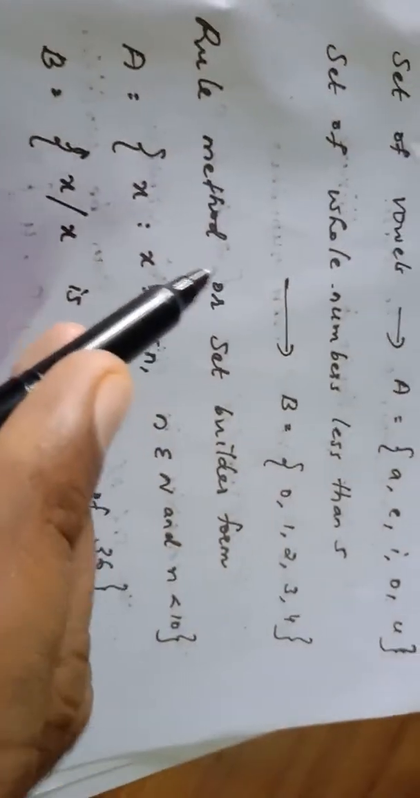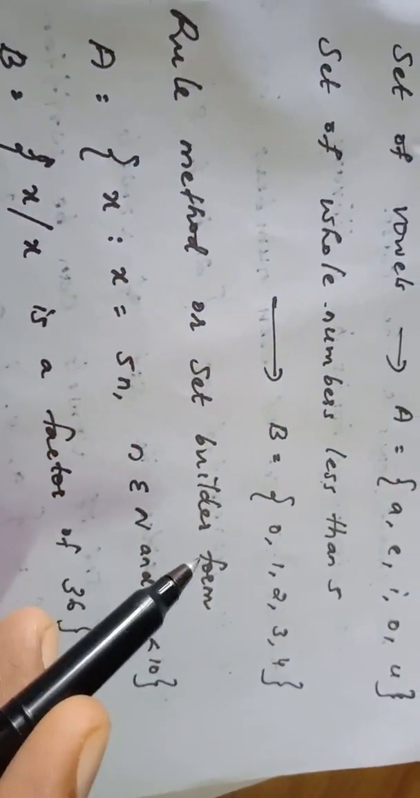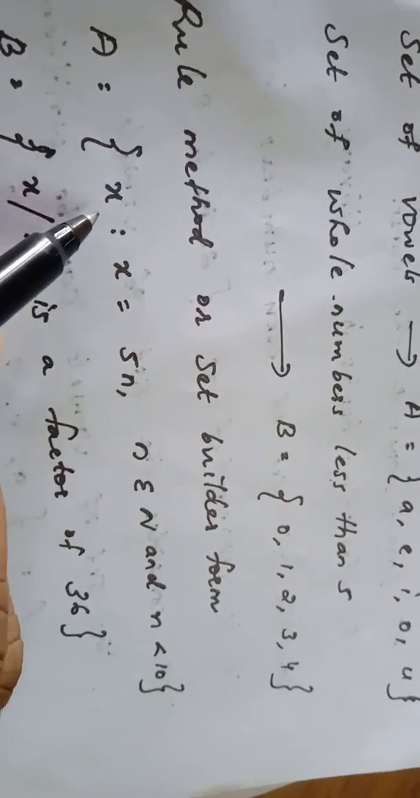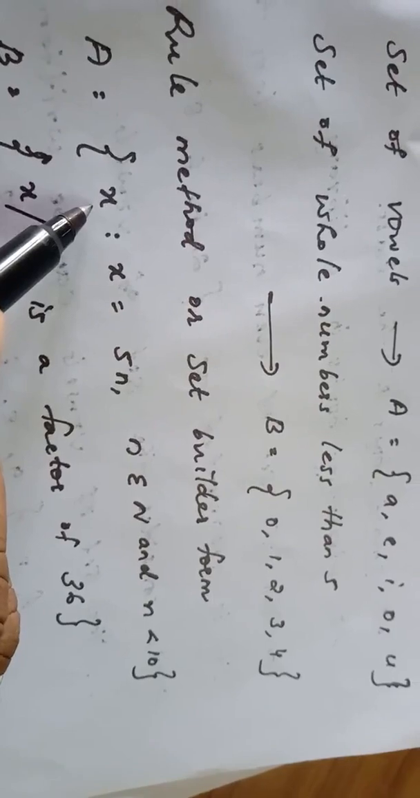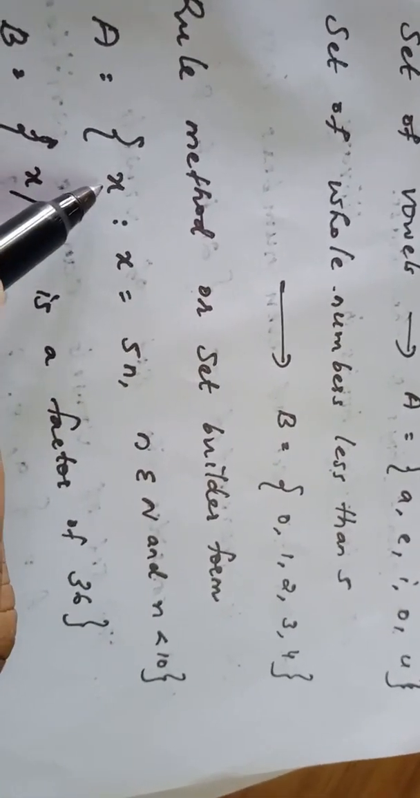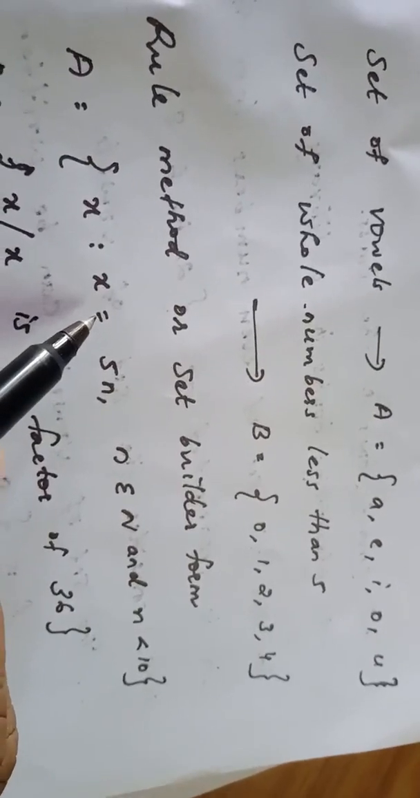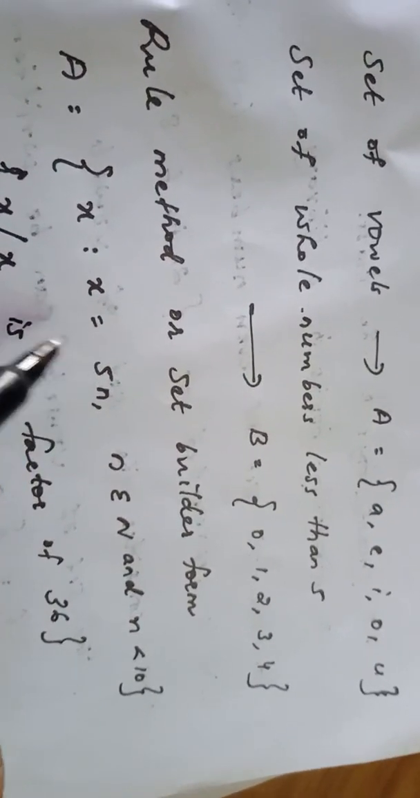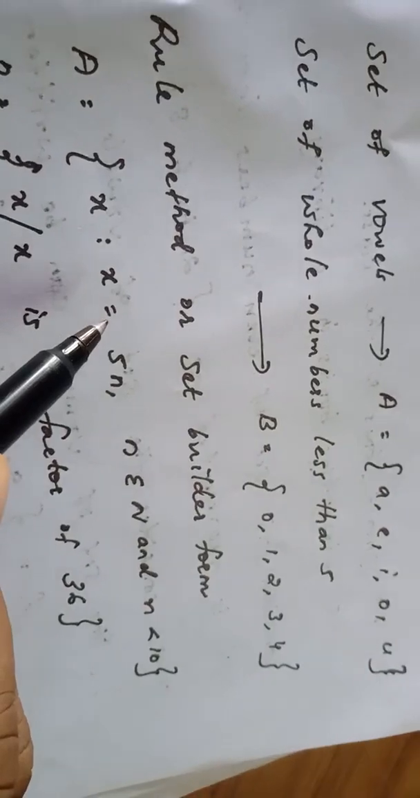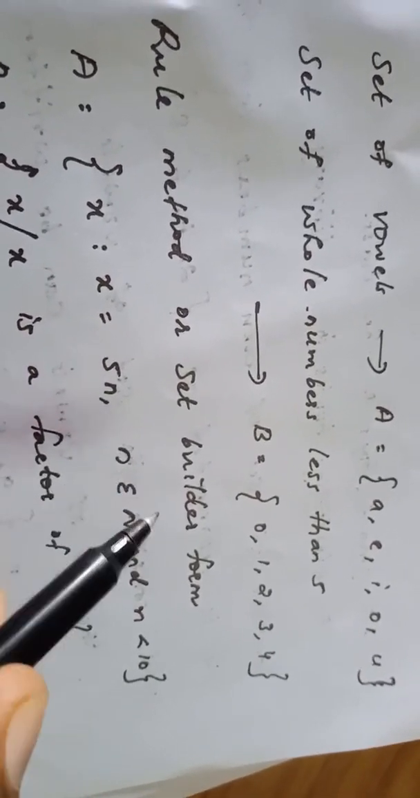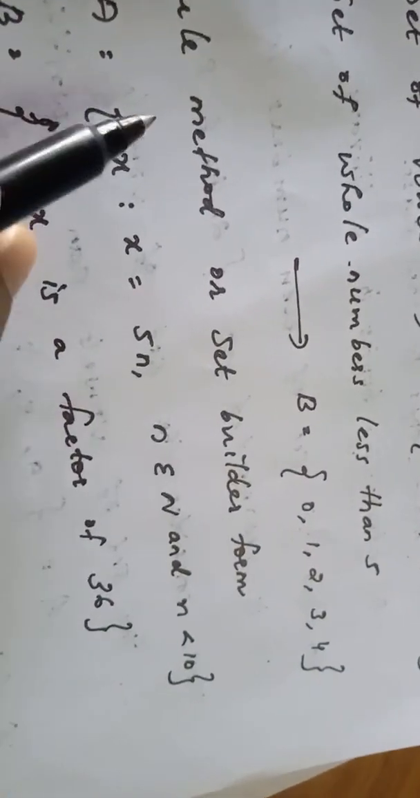Now third, we have rule method or set builder form. In this method, we write a variable representing any member of the set followed by a property. First, we have to take a variable which represents any member of the set, followed by the property which defines the set. That means a rule or a statement satisfied by each member of the set, and that is enclosed in a curly bracket.